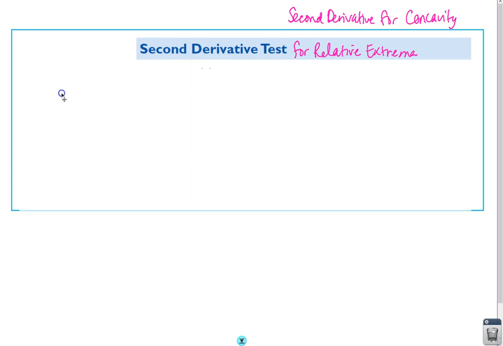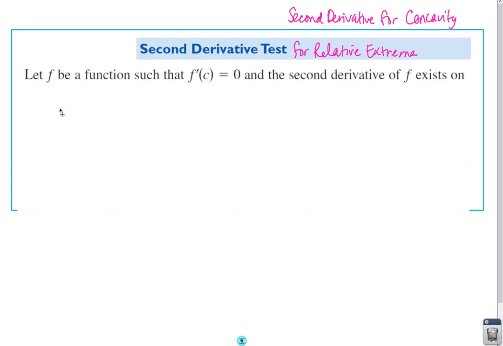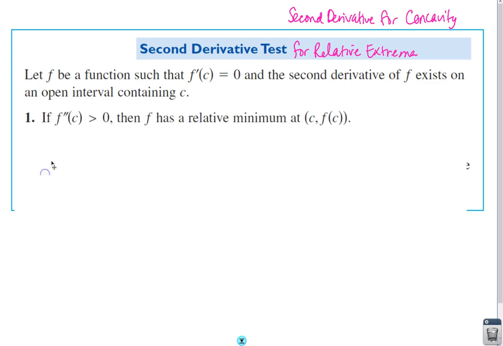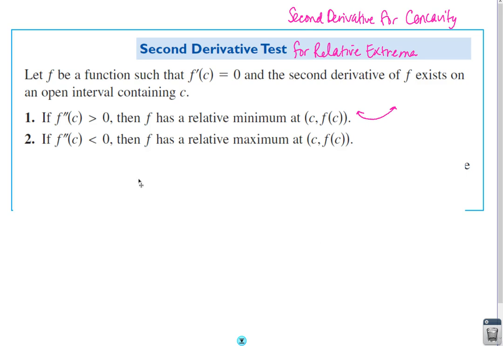Okay, so here's the actual test. f is a function such that f prime of c is equal to 0, and the second derivative of f exists on an open interval containing c. Cool, we get that. If your second derivative at that value is positive, then f has a relative minimum at c, f of c, which makes sense because if the second derivative is positive, your function is concave up, which means you have a relative minimum. On the flip side, if f double prime of c is negative, then f has a relative maximum at c, f of c, which makes sense because your function is concave down. So relative min here, relative max here.